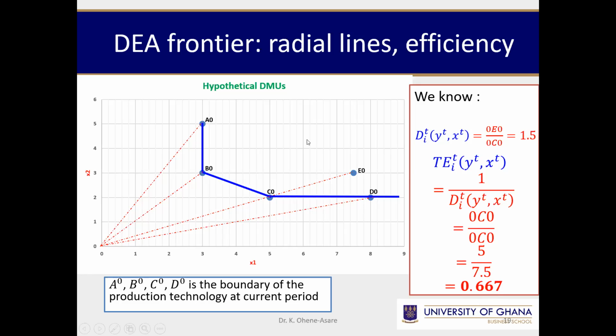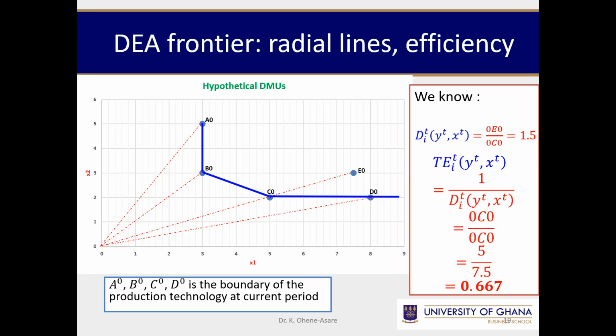Yes, Emmanuel, you have a question. So with the formula you gave for the technical efficiency, distance to the frontier over distance to the DMU, I want to know whether it applies for both the input and output orientation. Yes, that applies to all orientations. Okay, all right, thank you, sir. It's the same, it applies to input and output orientation. It doesn't change.